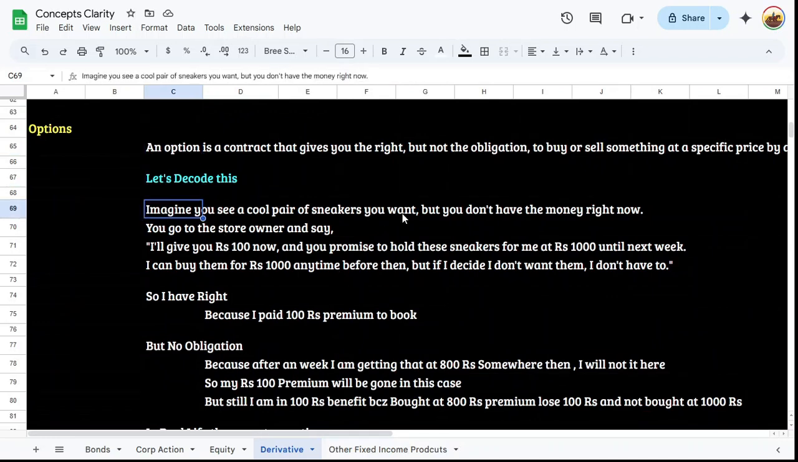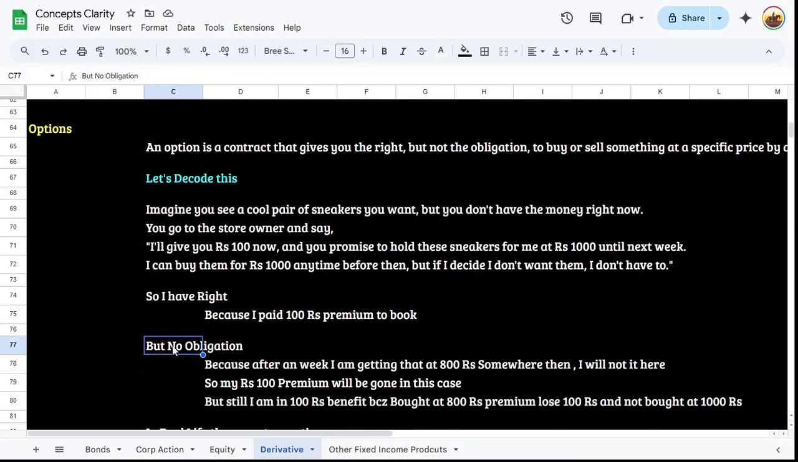So imagine you want to buy a pair of shoes or sneakers, but you don't have money right now. So you go to the store and ask the manager that I will pay you 100 rupees to book these sneakers, and at that time the price is 1,000 rupees, and I will come next week and buy them. So there are two things: I have the right but not the obligation. What is the right? Because I have paid 100 rupees premium to book. I am the buyer, he is the seller. The seller has the obligation, because I can say that I have paid you 100 rupees token, so you have to give me the shoes if I want to buy. But there is no obligation on my side.